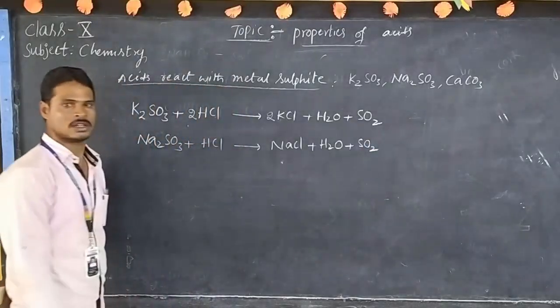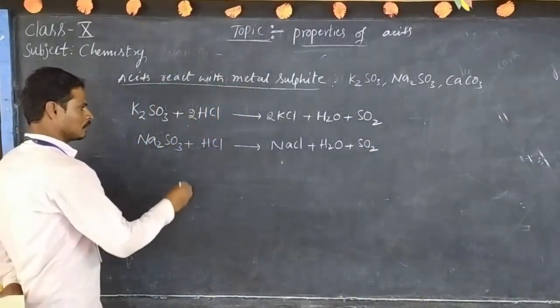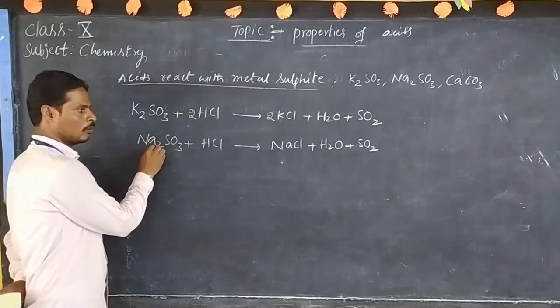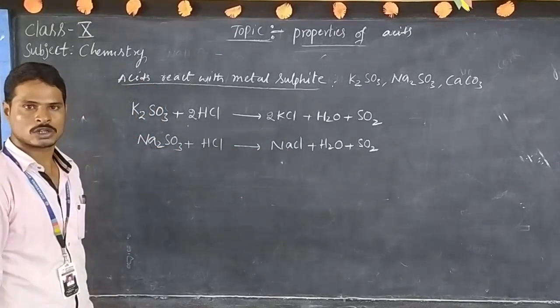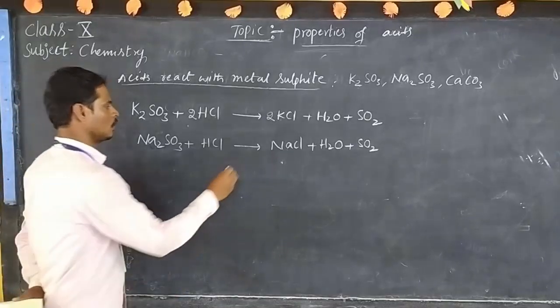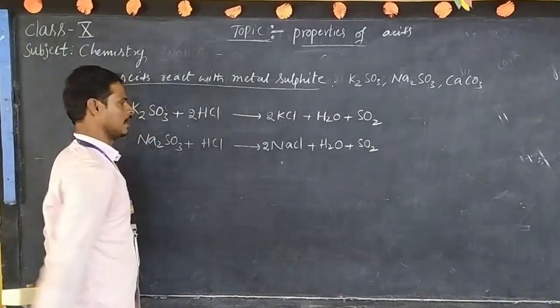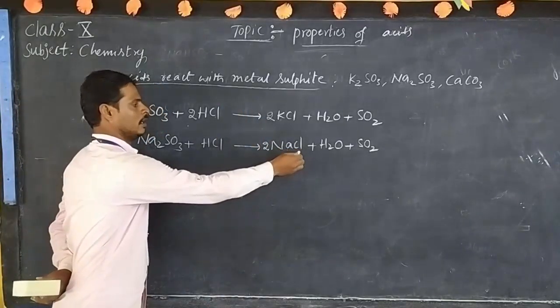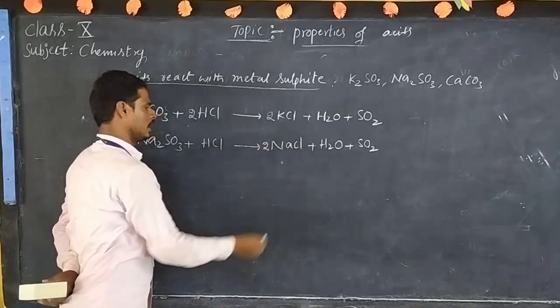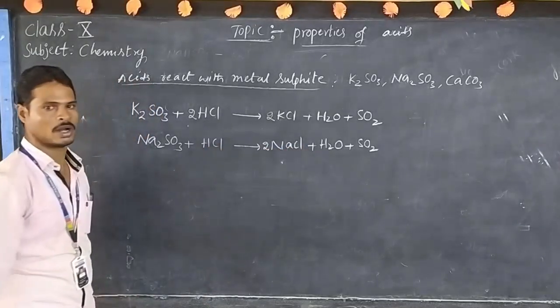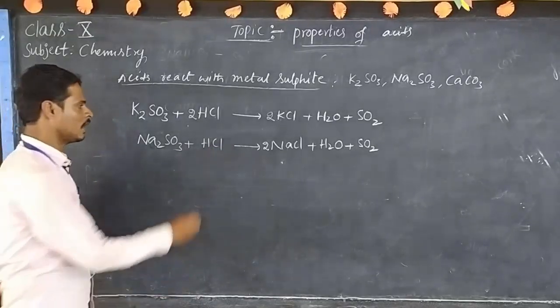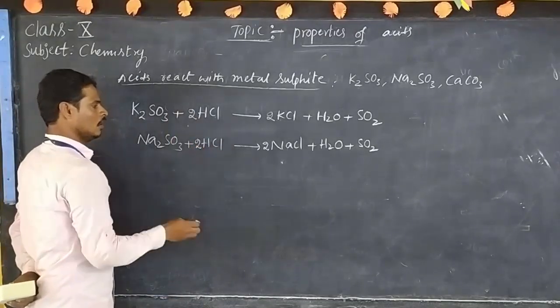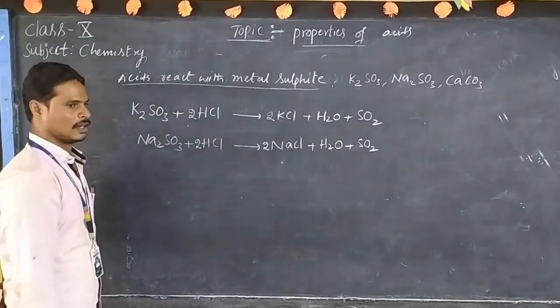Sodium sulfite reacts with the hydrochloric acid to form salt, water, and liberation of SO2. Is the equation balanced? No. Here, how many sodiums are there? 2. But here how many? 1. 1 becomes 2. What is the suitable number in front of the compound? 2. Now sodium is balanced. Now again check chlorine. Here 2 into 1, 2 chlorines. But here how many chlorines are there? 1. So 1 chlorine becomes 2. What is the suitable number in front of it here? 2. Now the equation is balanced.